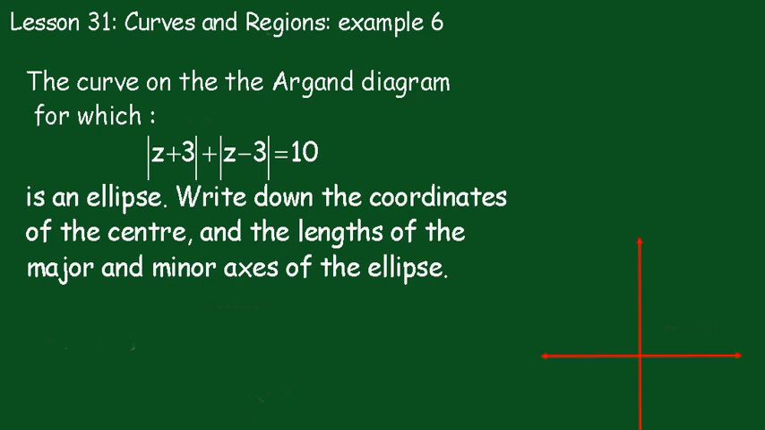Now, there's two ways of doing this, algebraically and geometrically. I'll start with the algebraic method first, which is rather long and, I must admit, rather tedious. So let's have a look at this. First of all, we'll have a look at this modulus here. This becomes the square root of (x plus 3) all squared plus y squared, plus the square root of (x minus 3) all squared plus y squared, is equal to 10.